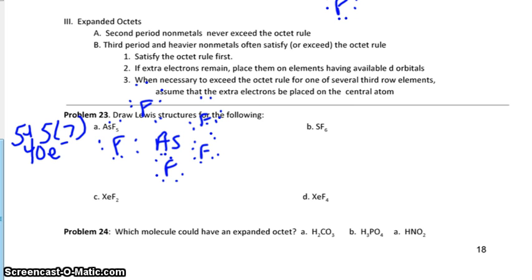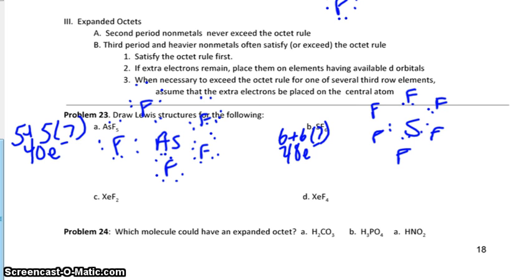Let's try this one. Sulfur hexafluoride. So we have 6 plus 6 times 7. That's 42. We're talking about 48 electrons. Okay, so here's sulfur, and I have to put 6 fluorines around the central atom. By doing so, I've used up 12 of my 48 electrons. I have 36 more to go. 2, 4, 6, 8, 10, 12, 14, 16, 18, 20, 22, 24, 26, 28, 30, 32, 34, 36. If you count them, I have 48 total electrons.